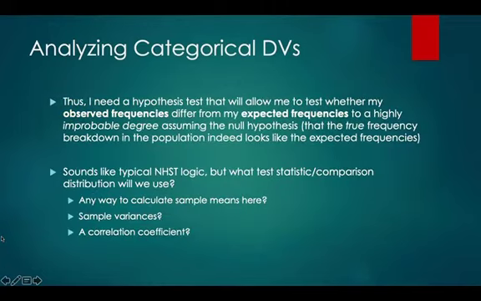Thus, I need a hypothesis test that will allow me to test whether my observed frequencies differ from my expected frequencies to a highly improbable degree, assuming the null hypothesis, or that the true frequency breakdown in the population indeed looks like the expected frequencies. Sounds like typical null hypothesis significance testing logic, but what test statistic and comparison distribution will we use? Is there any way to calculate sample means here? Or sample variances? What about a correlation coefficient?